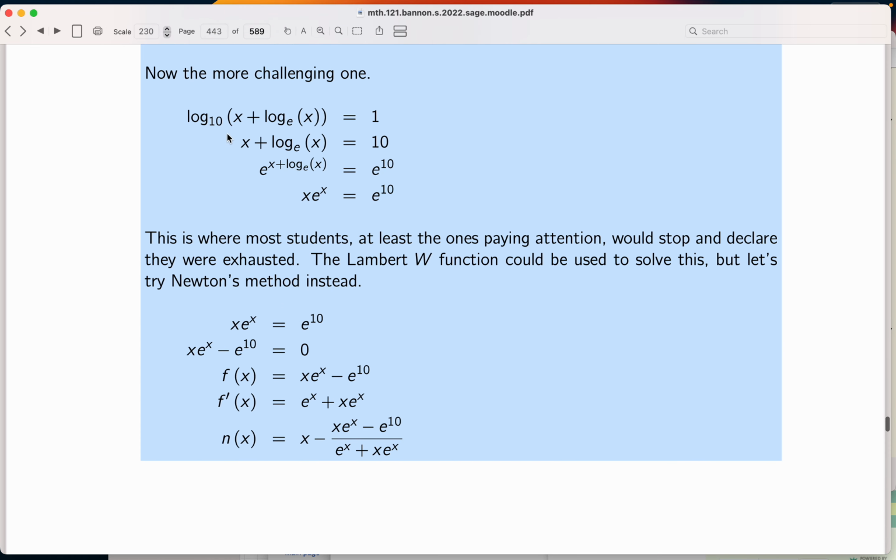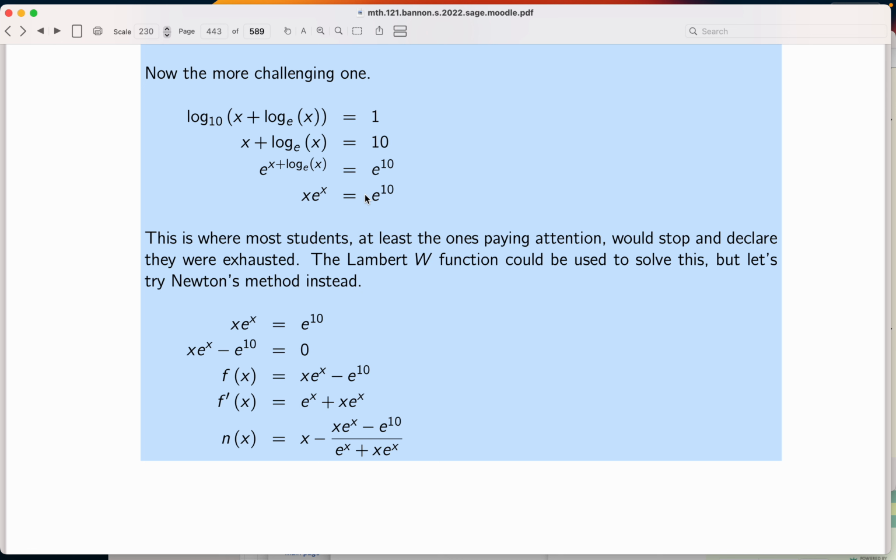So I wrote it down. The first thing I did was rewrite the log base 10 as an exponential. And that would be 10 to the first power, which is 10. And then the argument x plus log base e of x. The next thing I did is raise both sides of the equation to e. And then I start to notice that I got something pretty interesting over here. When I did that, I get e to the x times e to the log base e of x, which is just simply x. So I get a pretty simple equation, all right?